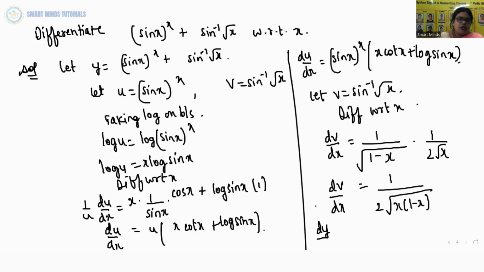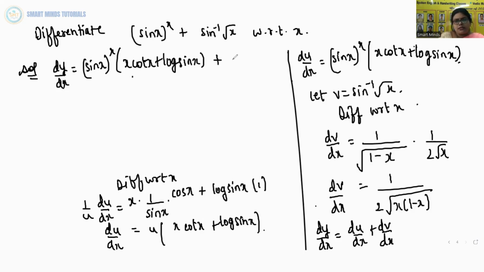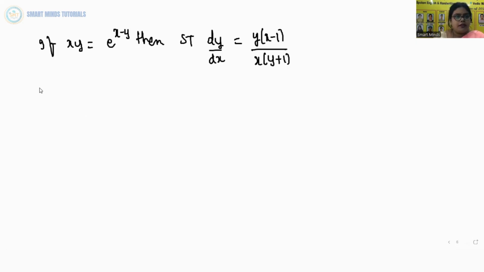So how to find out dy by dx? We get du by dx plus dv by dx. So we need to substitute du by dx and dv by dx values over here. So I'm continuing over here. dy by dx equals (sin x) whole power x into x cot x plus log sin x, plus 1 by 2 root over x into 1 minus x. This is the final answer. So take the next question.